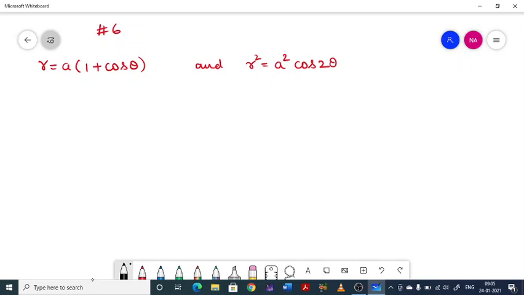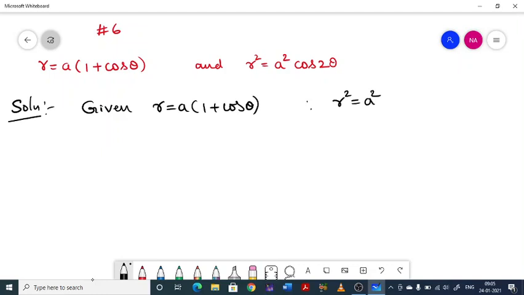So given pair of curves, solution, given r equal to a times of 1 plus cos theta and r square equal to a square cos 2 theta. So this is given pair of curves. First we need to find phi 1 and phi 2, angle between the radius vector and the tangent for both the curves. So for that, as usual, take log on both sides.